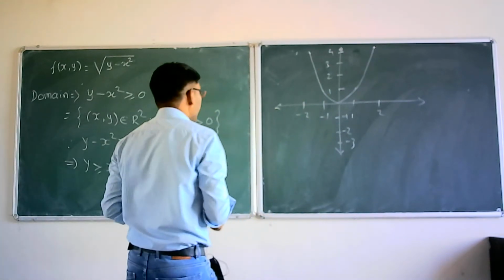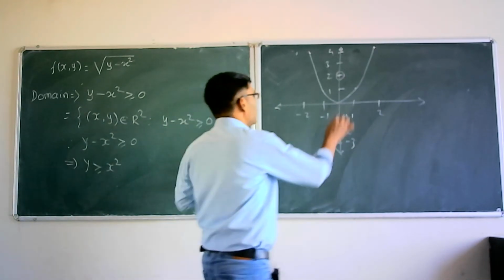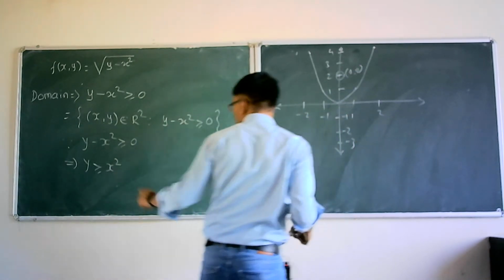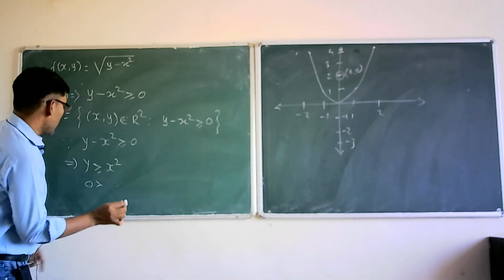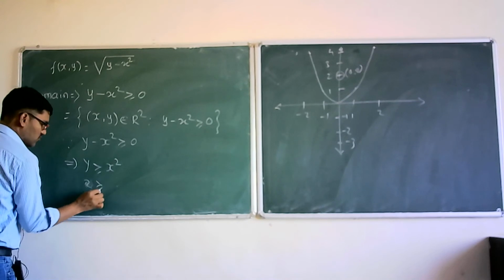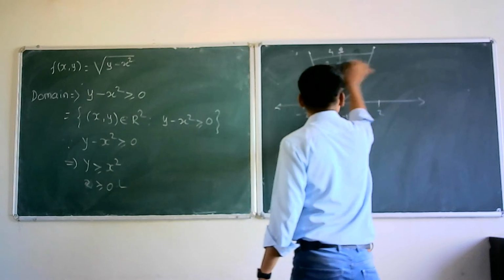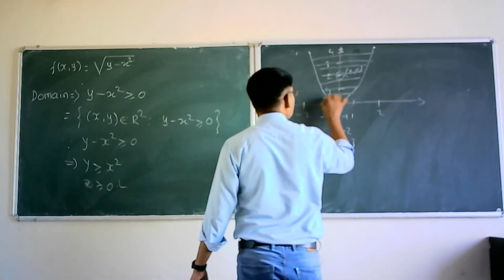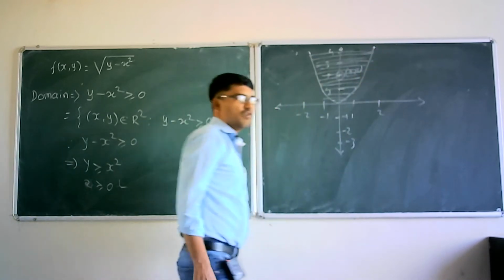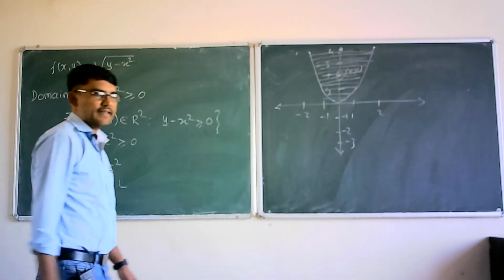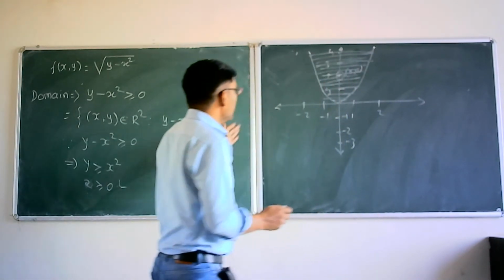For that, take any point, suppose the point (0, 2). If you put in 0 and 2, then x is 0 and y is 2, and this condition is true. This means this is our region, above y equal to x square. In an exam, the question is like this: draw the domain. So this is the domain.